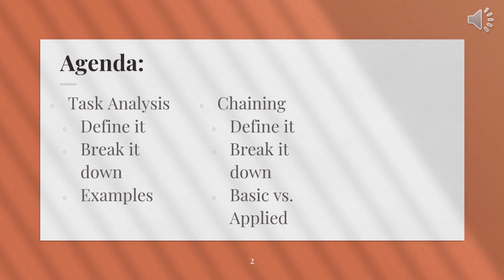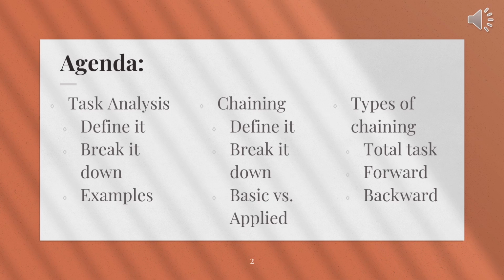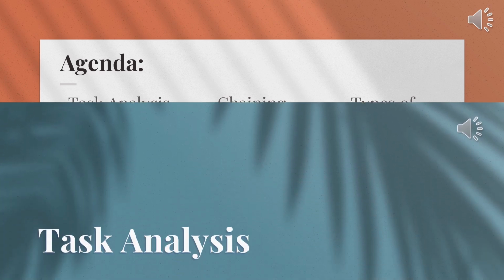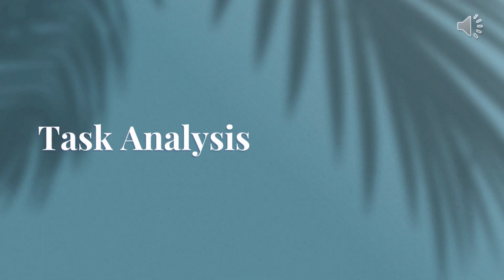Again, we will define it and break it down, and then emphasize examples in the basic setting and the applied setting. Finally, we will cover the different types of chaining. This includes total task, forward, and backward chaining. We will define and provide examples of each of these. Now let's move into the first topic, task analysis.